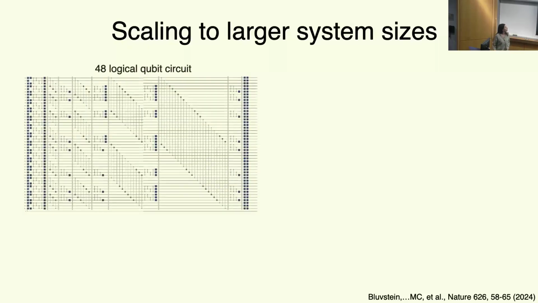Okay, so let's look at how this scales to larger systems now. So we were looking at 12 logical qubits, but because we are really efficiently storing 3 logical qubits into 8 physical qubits, we can actually go to significantly larger system sizes, and we'll be able to run up to 48 logical qubit circuits, which I showed here.